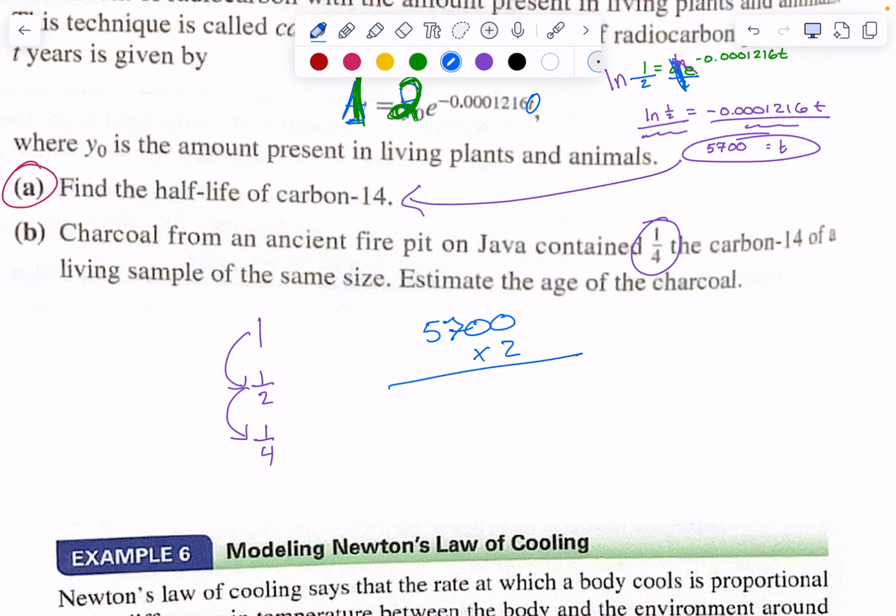Whatever that is. 114 with two zeros, so 11,400 years, approximately. And that's how they figure that out. They measure what it was, what it is now, and then they compare that to what it probably should be and figure out how long it's been dead.